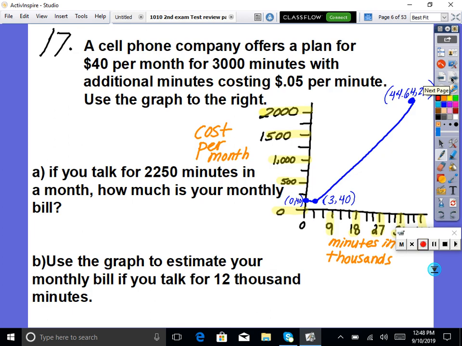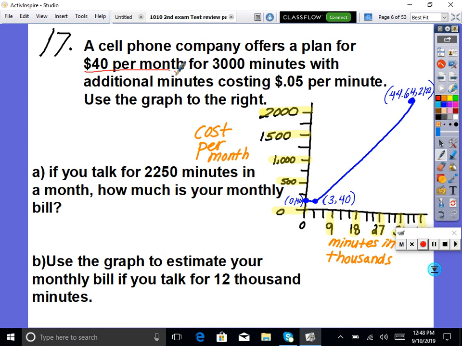Okay, let's read 17. A cell phone company offers a plan for $40 per month for 3,000 minutes with additional minutes costing 5 cents per minute. Use the graph to the right to answer the questions. So they modeled this out for us. So notice right here, no matter what, at 0, you are paying $40. Now, that makes sense, right? Even 0 minutes, no matter what, you have to pay $40 per month.